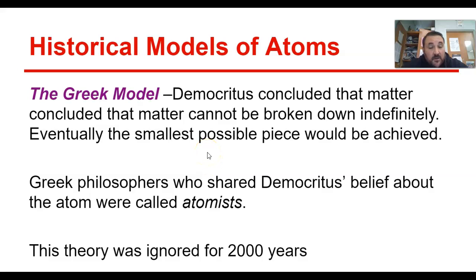Democritus was going against Aristotle's lessons, and he basically said that if we took a loaf of bread and broke it and broke it and broke it, eventually you would end up with one atom of bread, which was indivisible. The Greek word atomos means indivisible.